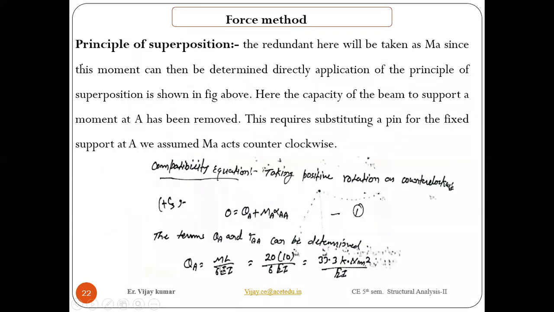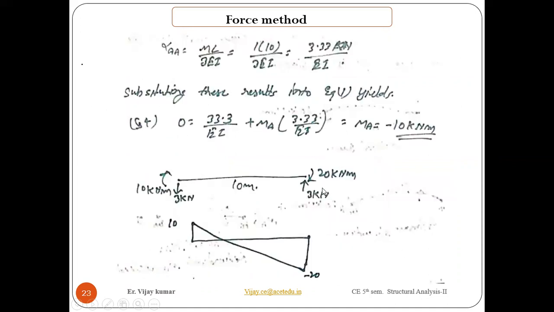So theta A, which is nothing but ML by 6EI, where M is the moment applied, that is 20, and L is the length of the span of the beam, that is 10 meter, divided by 6EI. That value comes out to be 33.3 kilonewton meter square by EI. So that is the theta A we are getting.